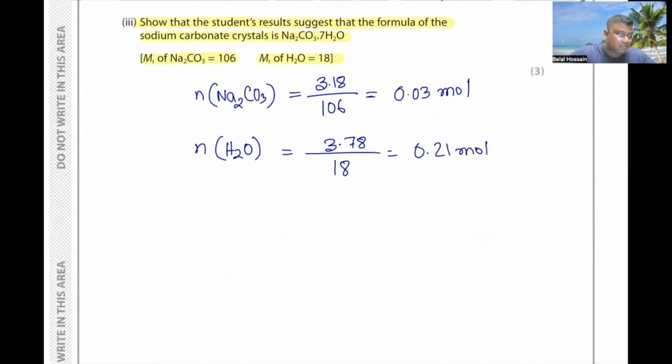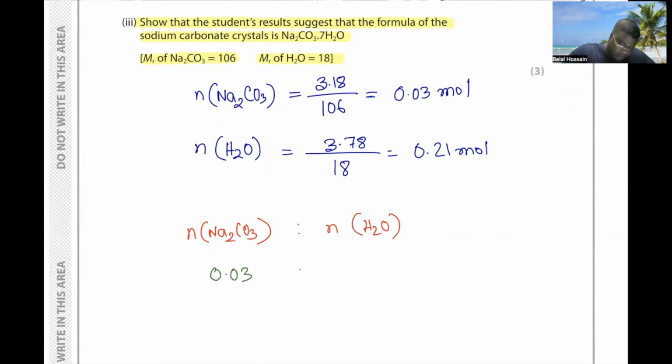Now it's time for the ratio. So in order to obtain a ratio between these two, number of moles of Na2CO3 to number of moles of H2O. So 0.03 is to 0.21. We need to divide everything by the smallest number in order to get the ratio. So that gives us 1 is to 7.